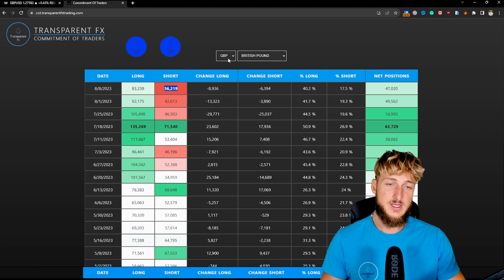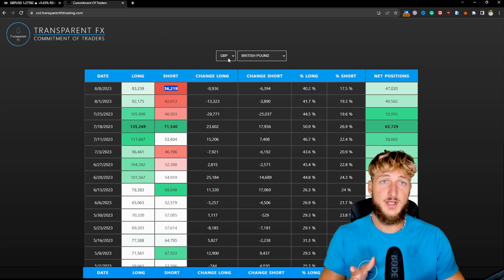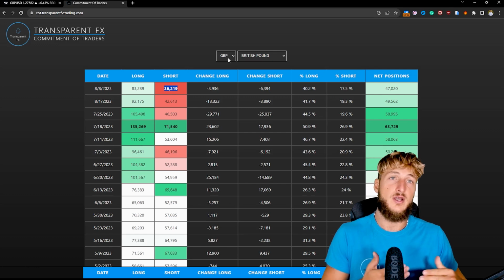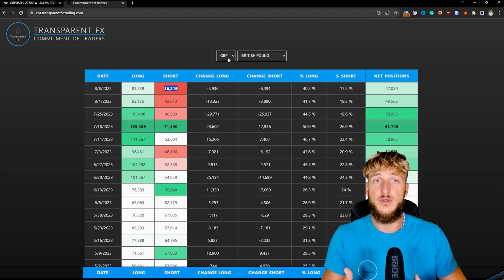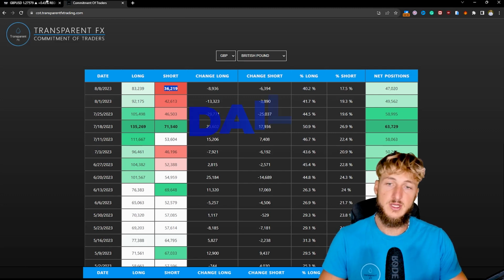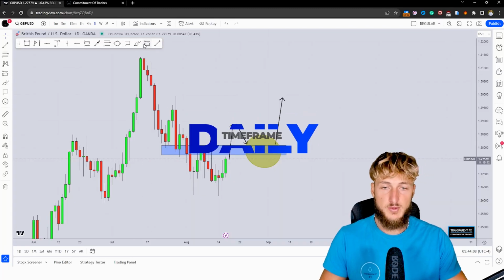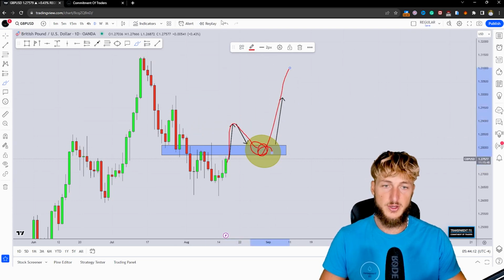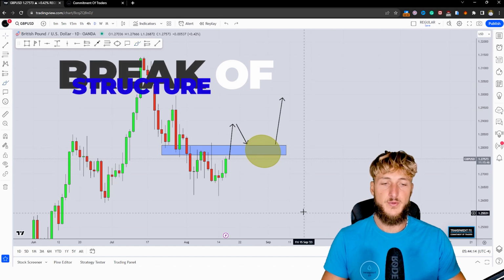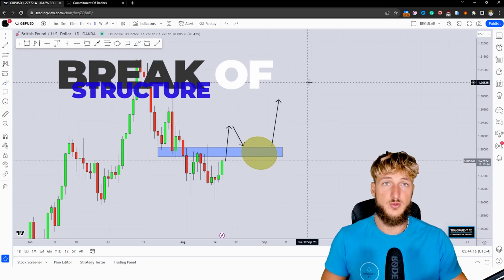So GBPUSD is currently getting quite strong from an institutional perspective, which clearly shows that institutions are moving to the bullish side of this market, and this further increases the probabilities that if we get the break and retest, we could see a potential move higher. So that is how we could be approaching this potential move to the upside.